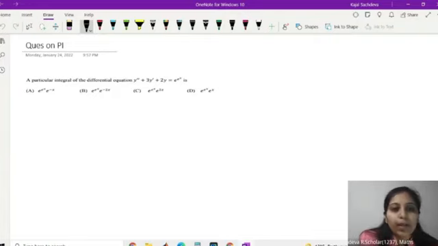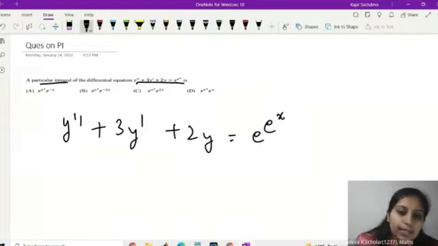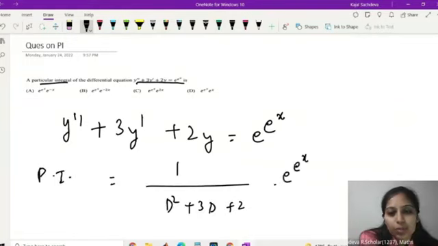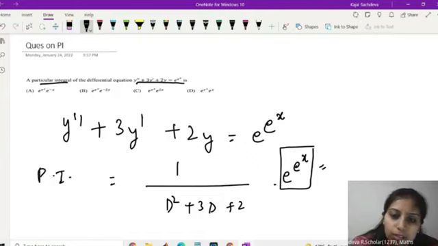We are to find the particular integral of this differential equation. What is the differential equation? Y double dash plus 3y dash plus 2y is equal to e raised to power x. So we have to find the particular integral here. The symbolic form is D square plus 3D plus 2 into y equals e raised to power x. So anyone tell, did we apply any case in this type of equation? Have we done this type of case?